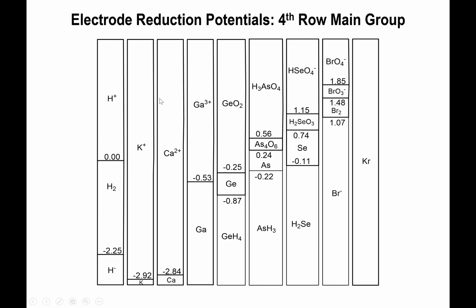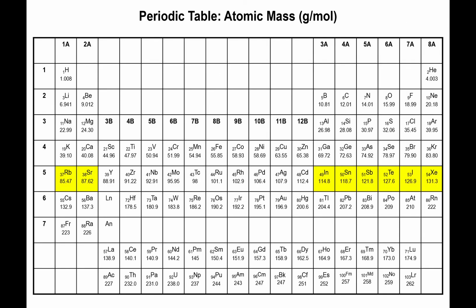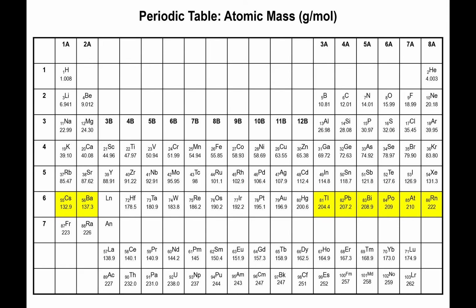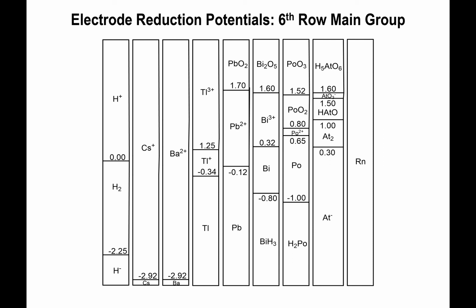The fourth row elements, you have pretty much a similar arrangement, a little less metastable species present. Same thing for the fifth row main group elements, and also for the sixth row main group elements. So you have all of this in this particular lecture, and I'll probably be providing you with these diagrams for the exam as well, so you don't need to necessarily memorize any of these values.